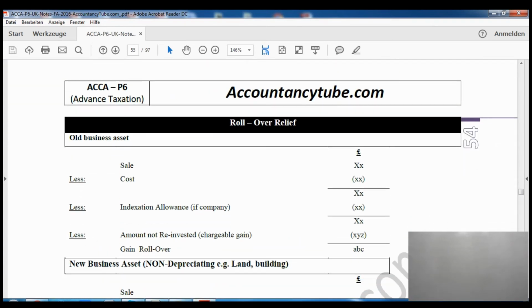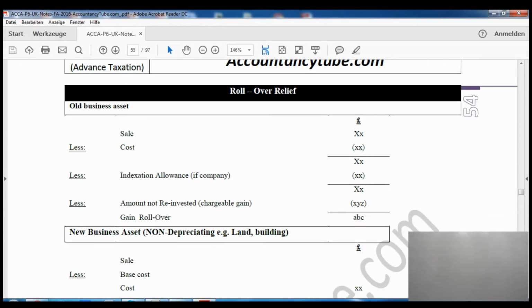And we will continue in the next video or the video after that. I'm just continuing with page number 54 for now. Please come to page number 54 where we see the rollover relief.